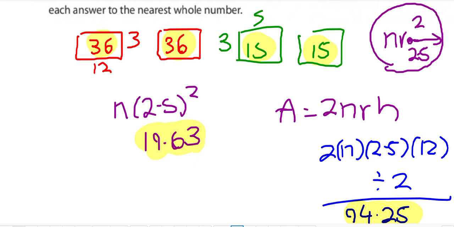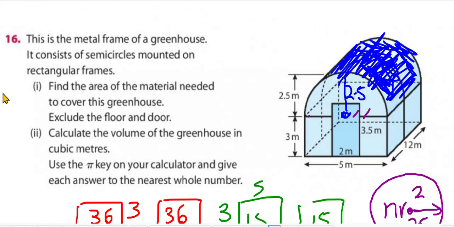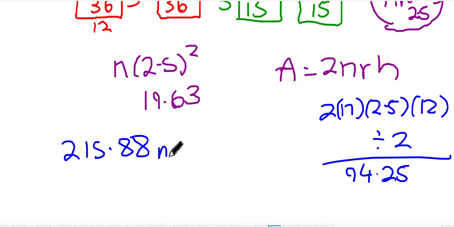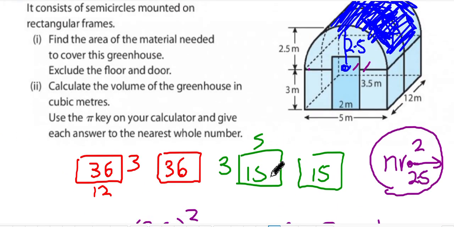Who got 215.88? Anybody else? Okay. So what we get is 215.88. Now, there is a problem with this, however. Meters, yeah? Does it tell us? Now, we're going to have to take away the door. It says excluding the floor and the door. That rhymes, you know it does.